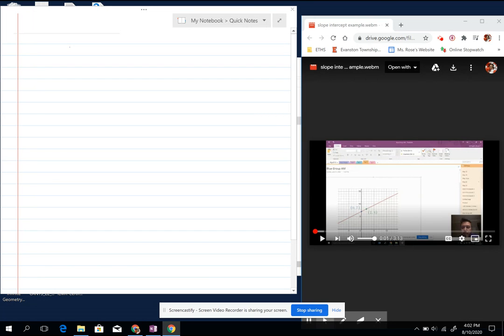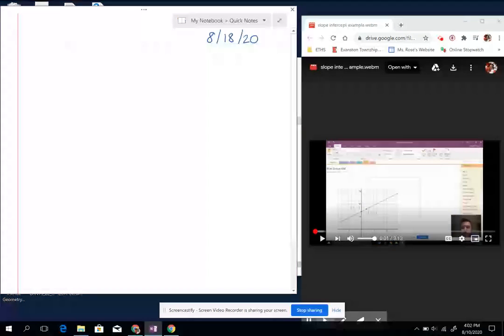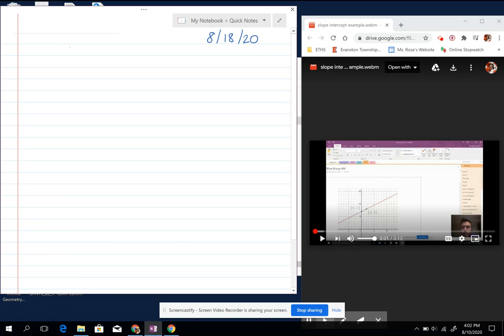Probably the first thing that I would do would be to put the date on the top of the page. For some of you, this is going to be August 18th, 2020. For some of you, it's going to be August 19th. I have different classes on the orange days and the blue days, so that'll be different depending on what day of the week you're watching this on.